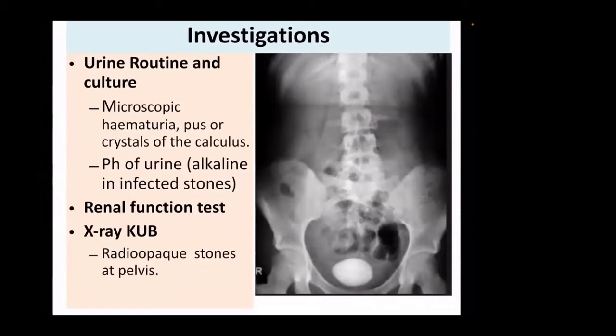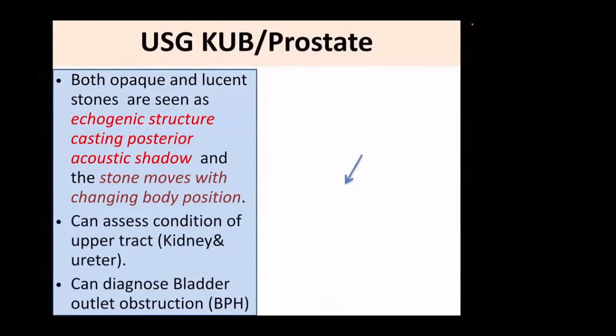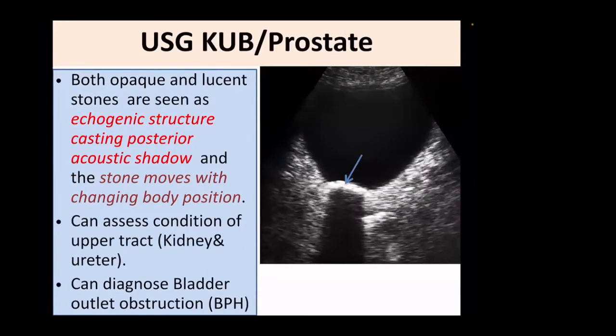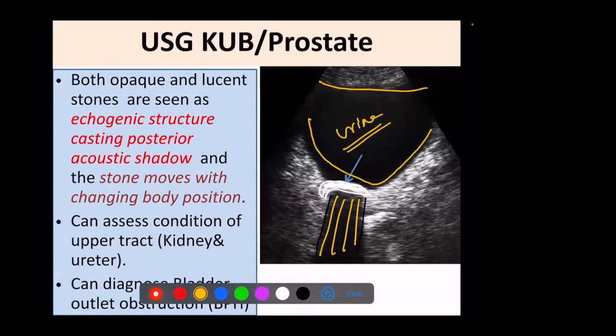So you can see the round, radio opaque shadow at the pelvis. Okay, and obviously you can do ultrasonogram of KUB and prostate. As usual, the stone is seen as an echogenic structure, meaning a white structure producing a black shadow or acoustic shadow. You can see that. This is the echogenic structure, white structure producing posterior black shadow. Okay, and also this is the outline of bladder. This is urine. You know that, right? You can know the size as well. Size is important for management. That's why you should know that.